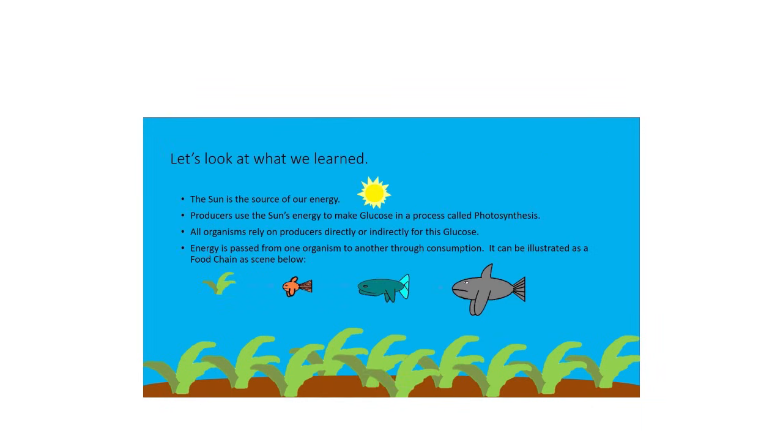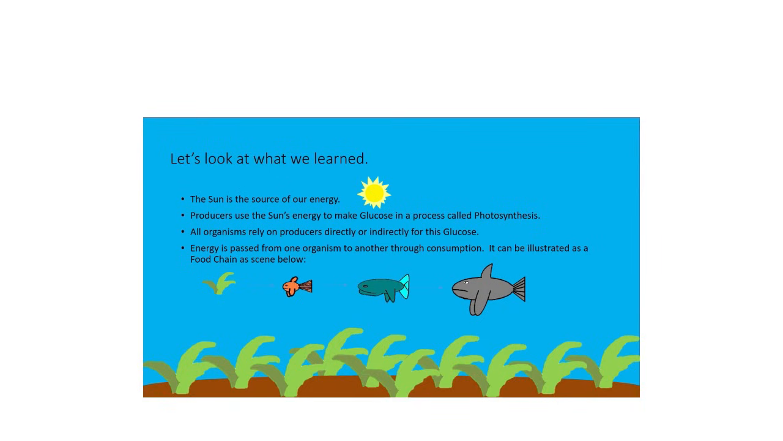So let's look at this. What have we learned? So first of all, the sun is the source of the energy for an ecosystem, for life. Producers use the sun's energy to make glucose in a process called photosynthesis. Glucose is chemical energy. All organisms rely on producers directly or indirectly for glucose. Now, notice that the bluefish would not have had energy if the plant wouldn't have been eaten by the goldfish. And so whether they eat the plant directly or whether they eat something that ate the plant, it still came from the sun.